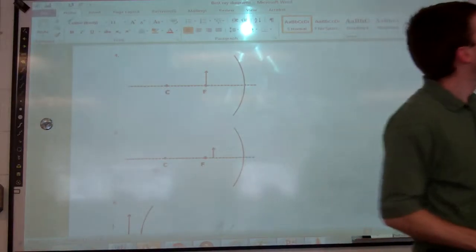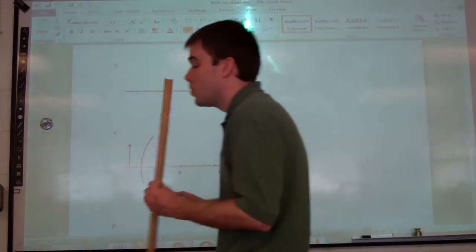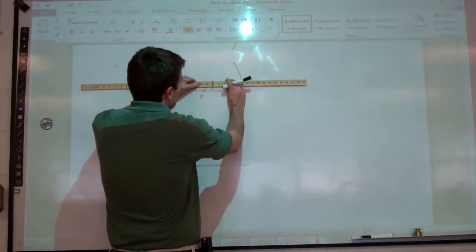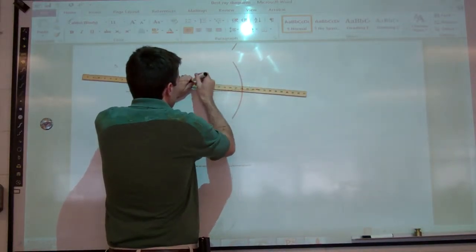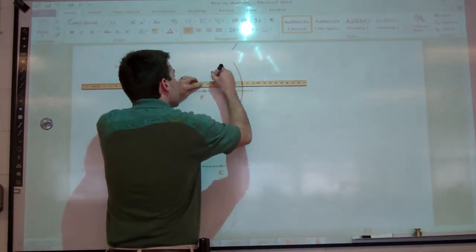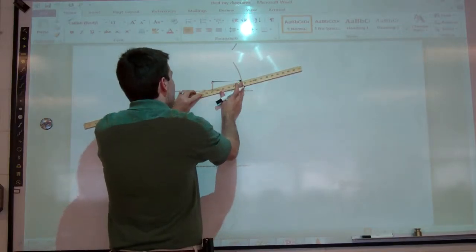Alright. Almost done with these guys. Alright, number 5. Now, we're inside the focal point. We can still do what we did before. So this one always works, the parallel, and then back through.